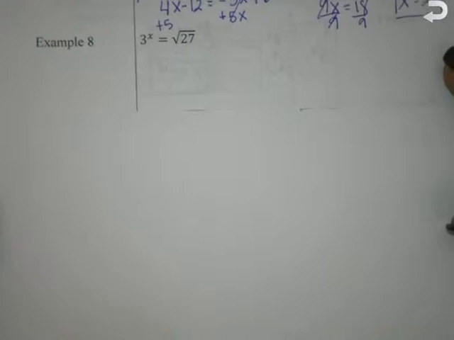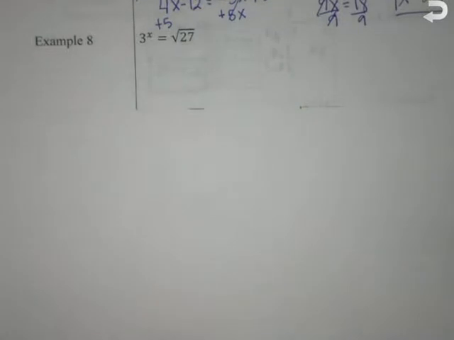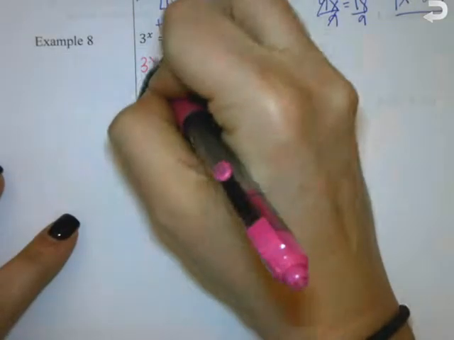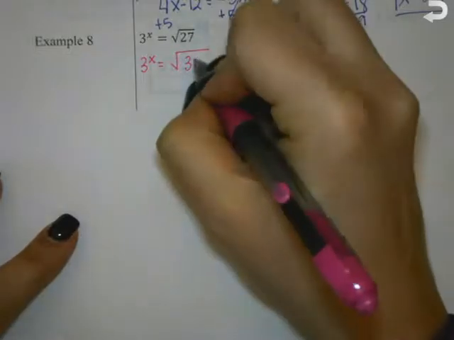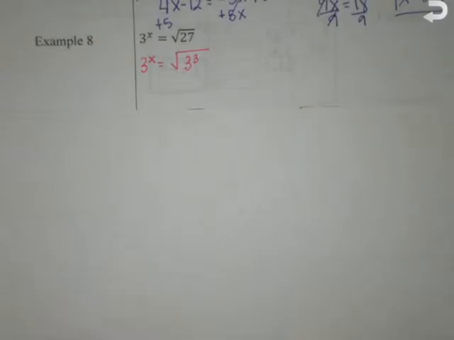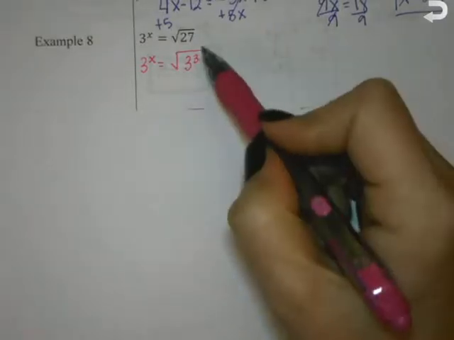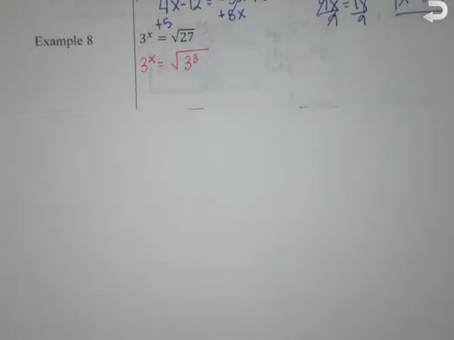3 to the x equals the square root of 27. First of all, what would my base end up being? 3. So let's rewrite that first. So this is 3 to the x equals the square root of 3 to the what? 3rd. 3 to the 3rd. Okay. I need to get that 3 to the 3rd out of the square root. How can I rewrite this so that it doesn't have a square root in it?